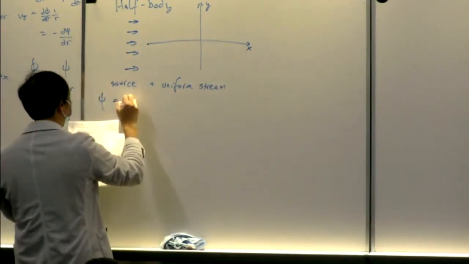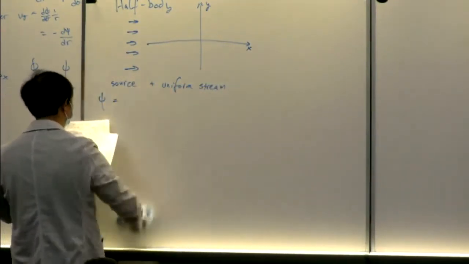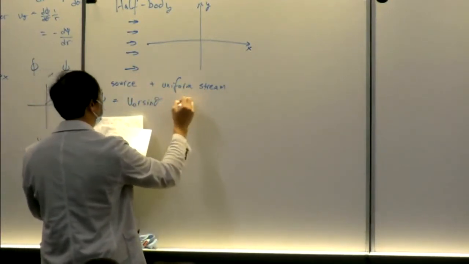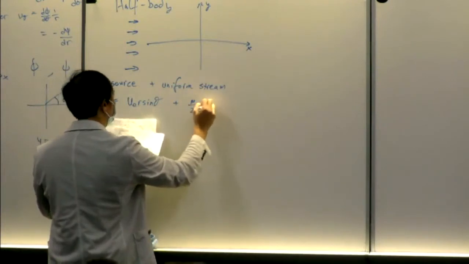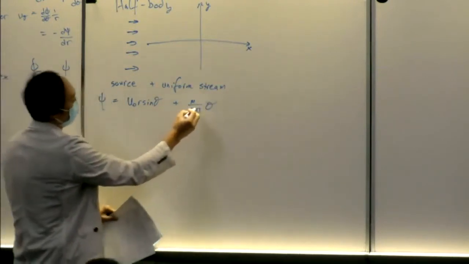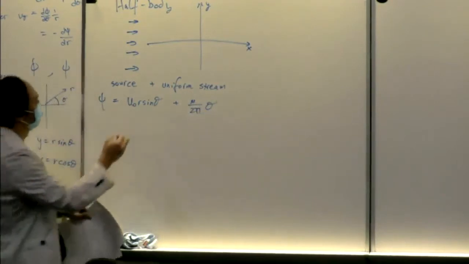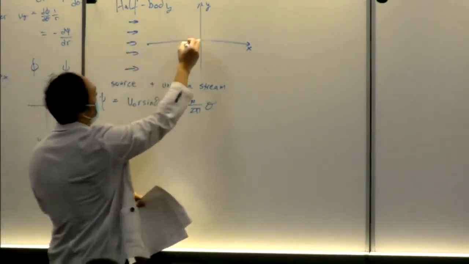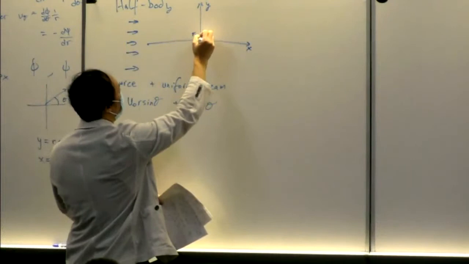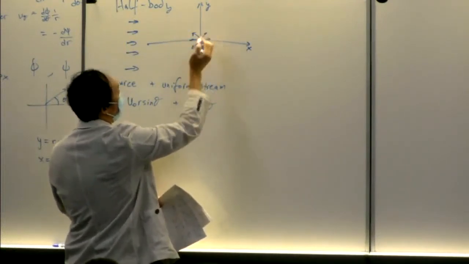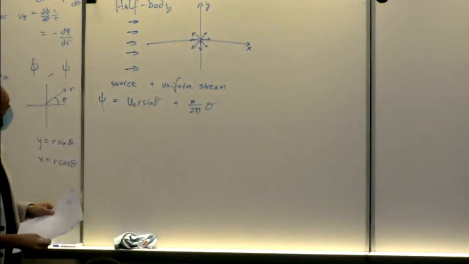And the psi we wrote last time was u naught r sine theta, just like we have this time, plus m over 2 pi theta, which corresponds to basically radial streamlines coming out. So we basically got stuff coming to the right, and then we have like a kitchen faucet adding stuff in all directions. Each of those corresponds to a different stream function theta.